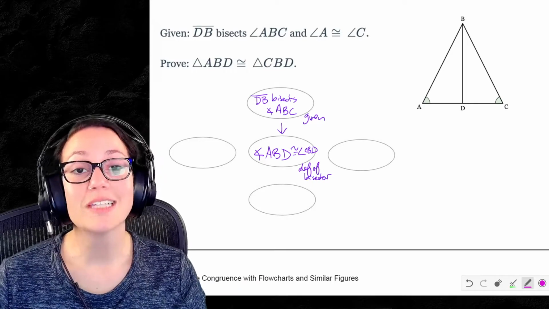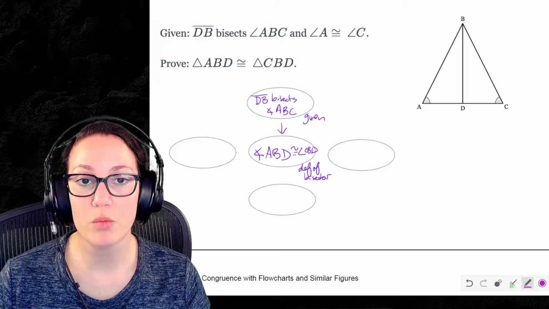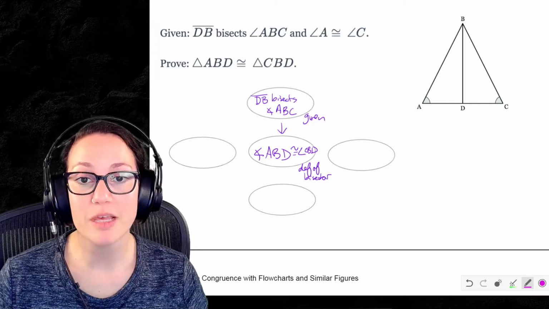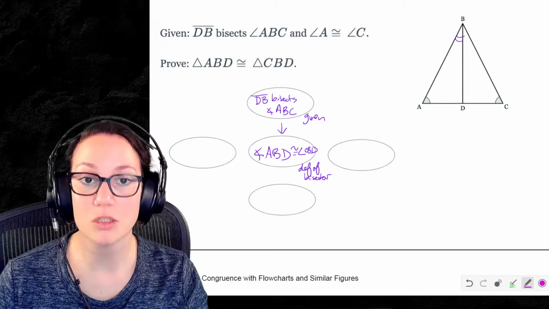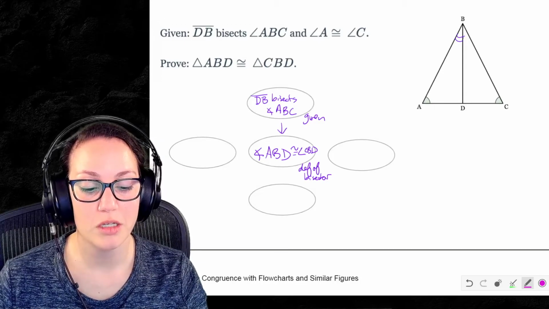Okay, so let's add that to our diagram to make sure that we have our diagram as labeled as possible. So I'm going to put two arcs there because we already have a single arc elsewhere. And so two arcs there.